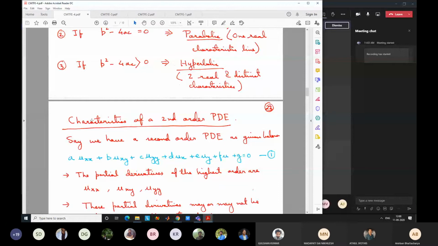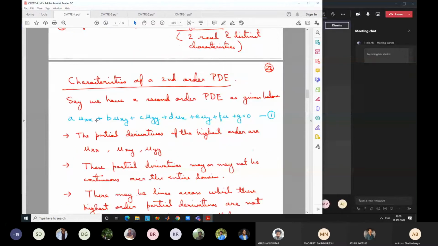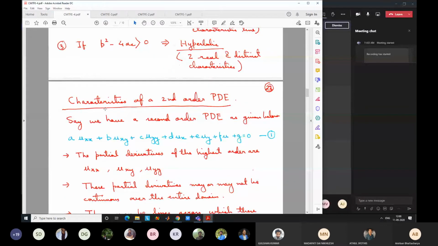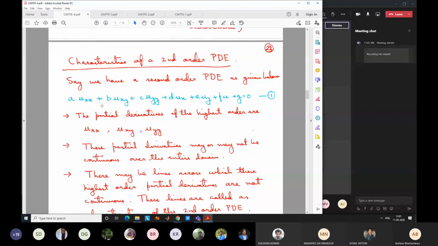Now, as many of you are confused, what is a characteristic of a second order PDE? What is the characteristic from a physical perspective? Let us try to understand, not going into the method of solution using characteristics. Those things are part of the PDE course or mathematical course. We want to understand why we have classified this.